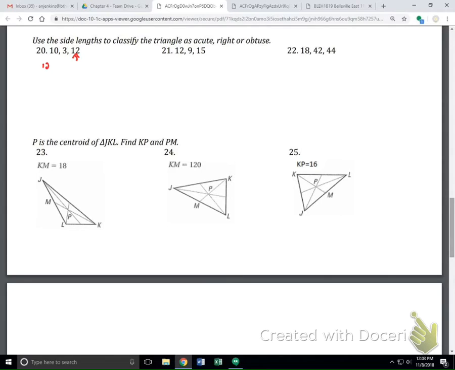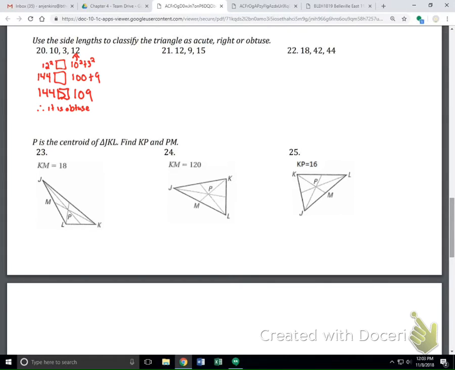So we have 12 squared. Thank you, Randall. So we don't know the inequality sign or the equal sign if it's going to be in there yet. So we're going to have 144 box 100 plus 9. 144 box 109. So is 144 greater than, less than, or equal to 109? Greater than. So when c squared is greater than a squared plus b squared, what type of triangle is it? Therefore, it's obtuse.